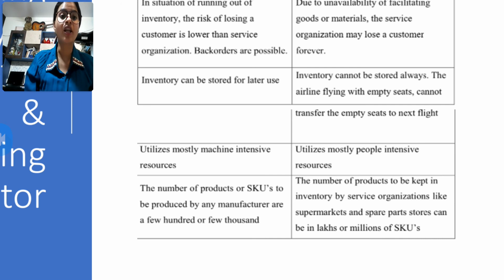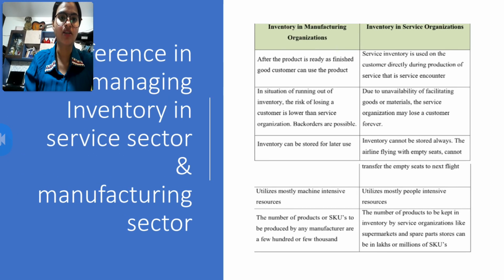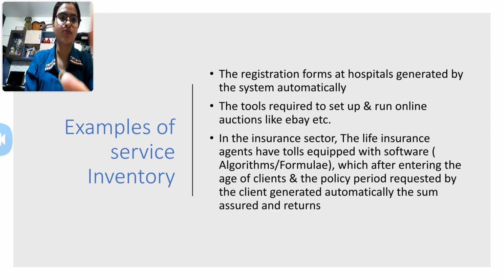All right. The number of products or the SKUs, meaning the number of item codes to be produced by a manufacturer, are a few hundred or thousands. And here the number of products or the SKUs which can be kept in the inventory by a service organization like supermarkets or spare parts stores can be in lakhs or millions of SKUs. All right. So there is a huge difference over here. All right. Let's move to the next one.